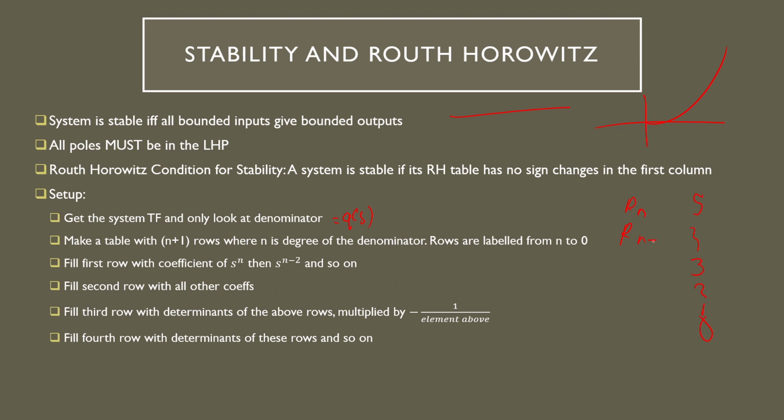The third row is the determinants of the above rows. So for example, in the third row, this first element is going to be this element, this element, this element, this element. So if this is A, B, C, D, it's minus 1 over the element above, so minus 1 over C, times the determinant of A, B, C, D. You guys know how to evaluate a determinant, just evaluate this determinant and you can get this answer over here. Similarly, the fourth row, the fifth row, and the sixth row, whatever you have, are going to be evaluated the exact same way.